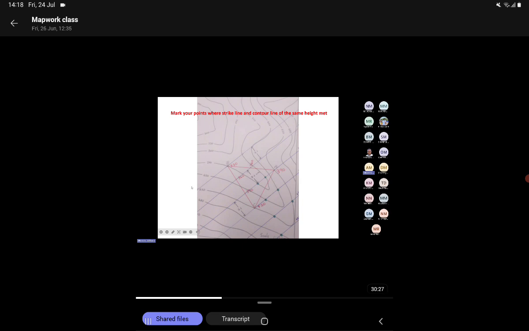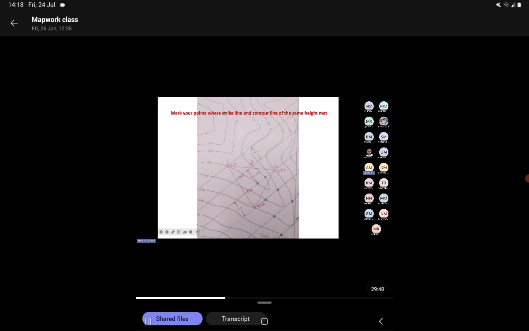If we look at this 330 lower limestone, is there any 330 lower contact? Is there any 330 contour line passing through this line here? If I look at my contour lines, my 330 contour line is here and my 330 strike line is here. So they're not meeting anywhere. I make no points. Then I come to 360. This 360 strike line, is there any 360 contour line passing through here? The 360 contour line is up here. There's nothing passing, so I do nothing.